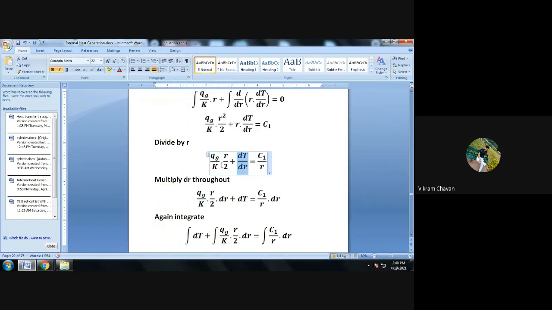Multiply throughout the equation by dr, and then only the dr from the denominator side will be removed. So multiply dr throughout, and we get the equation as qg divided by k multiplied by r by 2 multiplied by dr plus dt is equal to c1 divided by r multiplied by dr.